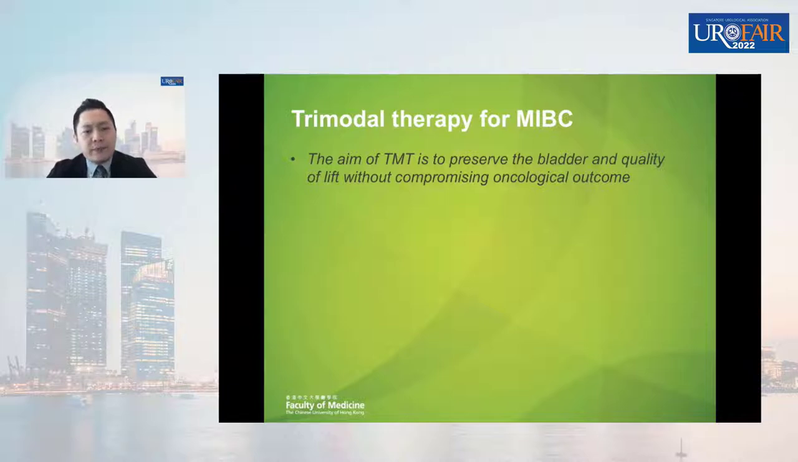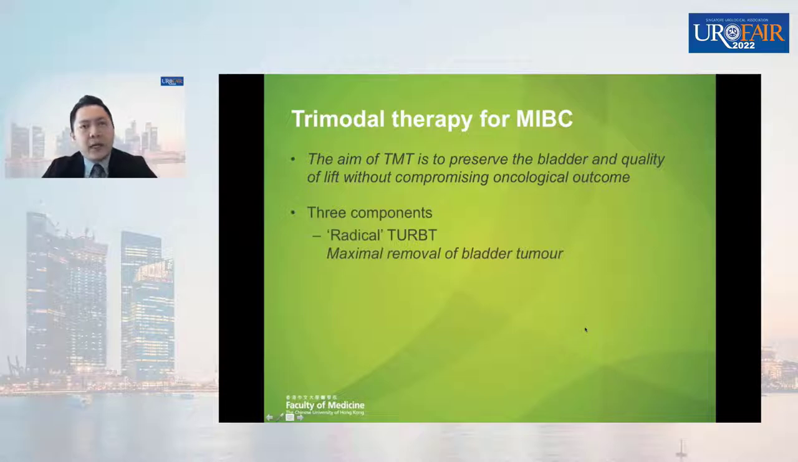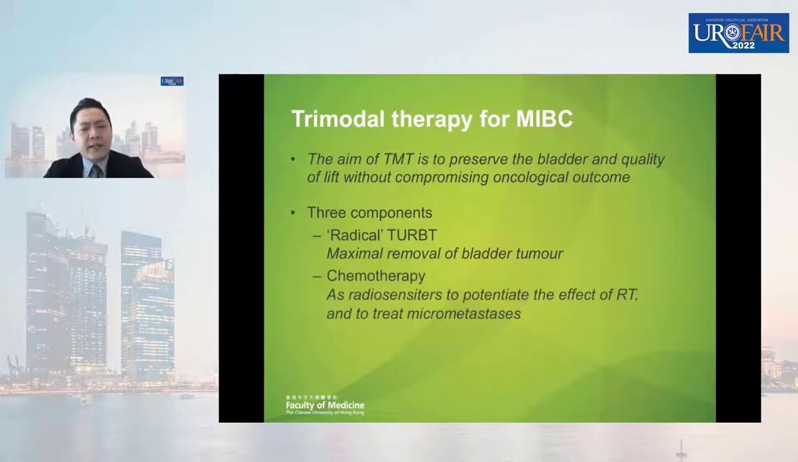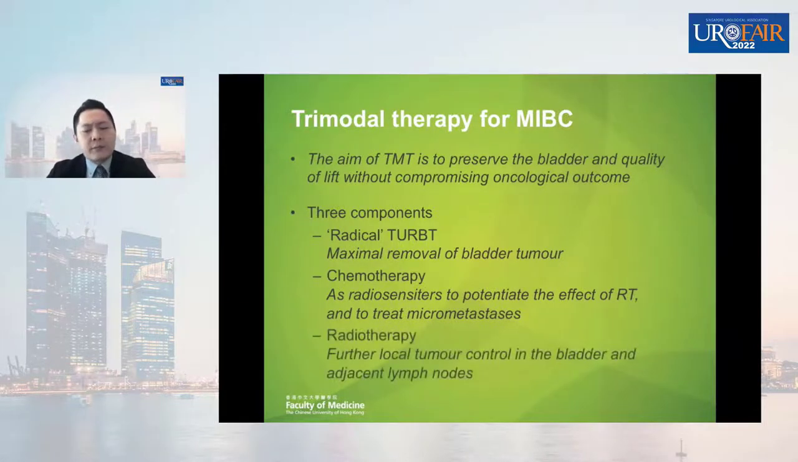And traditionally, the TMT is composed of three components. First will be the radical or maximal TURBT, kind of a cytoreductive approach aiming to remove all the physical tumors in the bladder. Second is the chemotherapy. It acts as a radiosensitizer to potentiate the effect of RT. And also, in case there's micrometastasis, then chemotherapy may also be helpful. Last but not least, radiotherapy would further achieve a local tumor control, both in the bladder and adjacent lymph nodes.